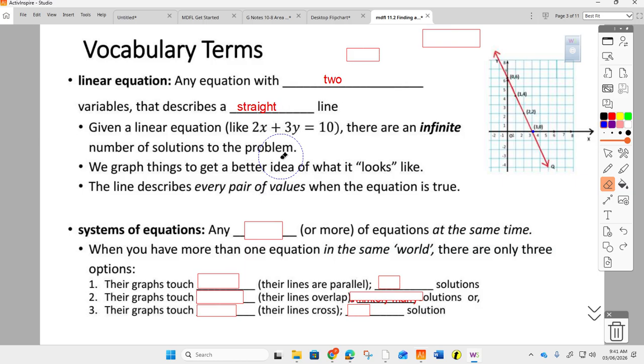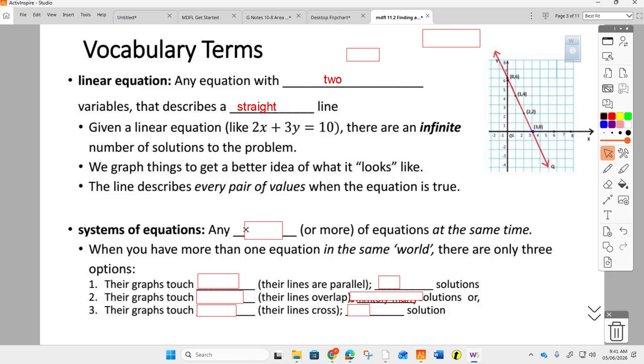I think what you guys are probably seeing in some of the do-it-yourself notes and the Nearpods we do is that we look at infographics and graphs that they give us, because the business world, the financial world does present their data in different ways, and a graph is a very visual way. Usually it's the top right-hand quadrant, so quadrant 1 of that graph, but it is a very common way to present information. The line describes every pair of values when the equation is true.